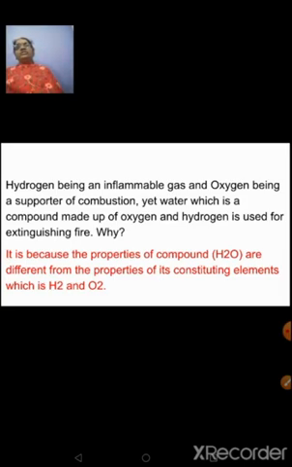whenever a chemical reaction takes place, the reactants involved in the chemical reaction lose their properties, and the product formed has totally new properties which are not seen in the parent elements, right? So that is why the properties of the compound water formed are different from the properties of its constituent elements, that is hydrogen and oxygen. That is why water is used for extinguishing fire, even though hydrogen is inflammable and oxygen is a supporter of combustion.